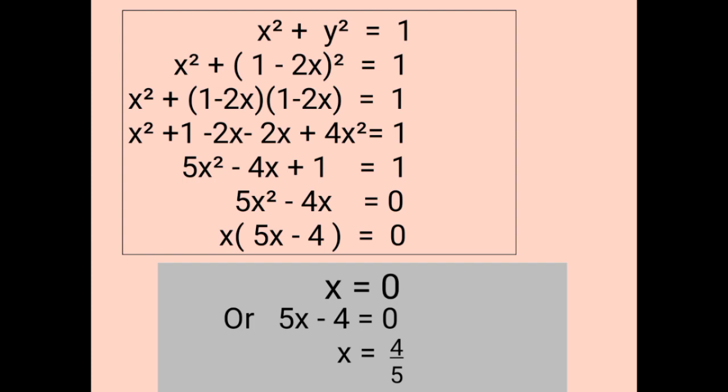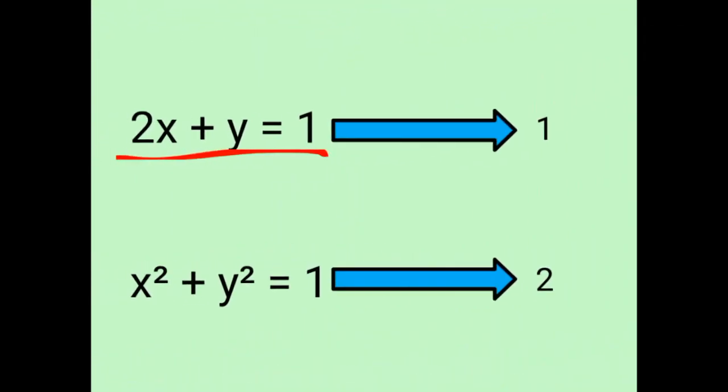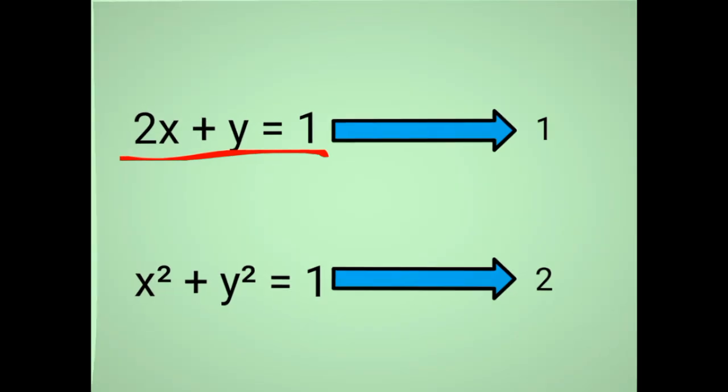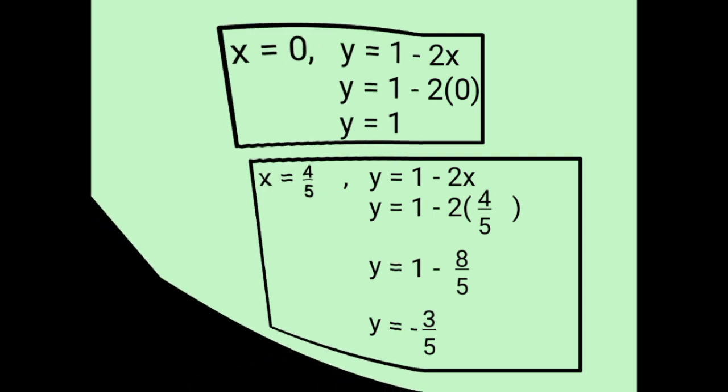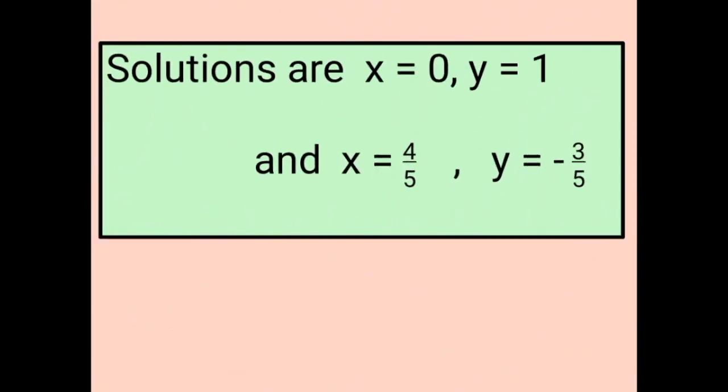Now, find the corresponding y values by substituting the x values into the first equation. So, for x equals 0, y equals 1 minus 2 times 0, y equals 1. And for x equals 4 over 5, y equals 1 minus 2 times 4 over 5 equals 1 minus 8 over 5 equals minus 3 over 5. The solutions are x equals 0, y equals 1 and x equals 4 over 5, y equals minus 3 over 5. As you can see here, there are two solution pairs for x and y.